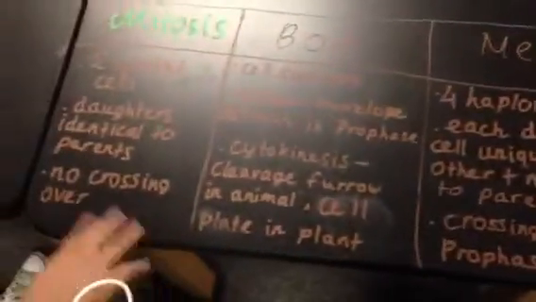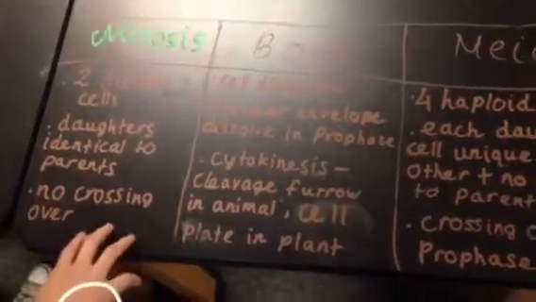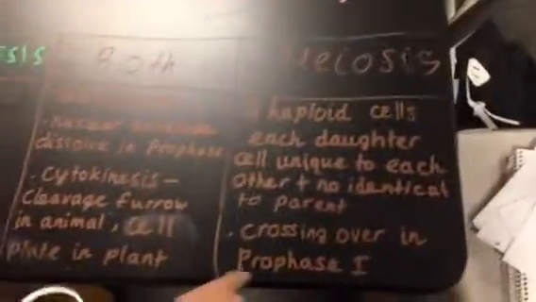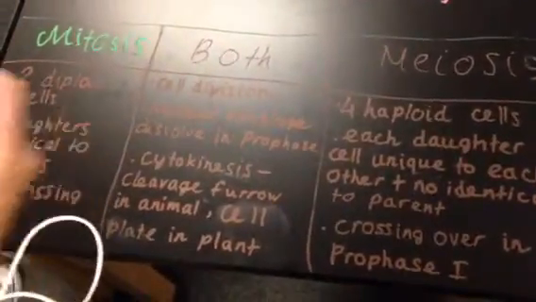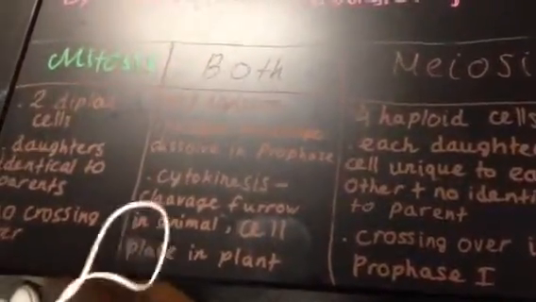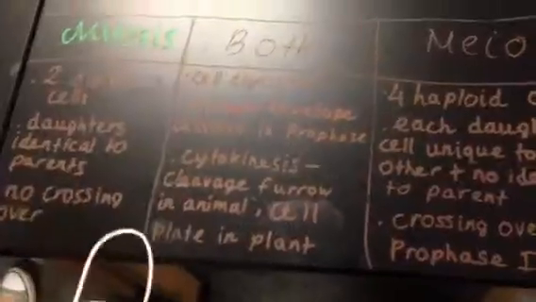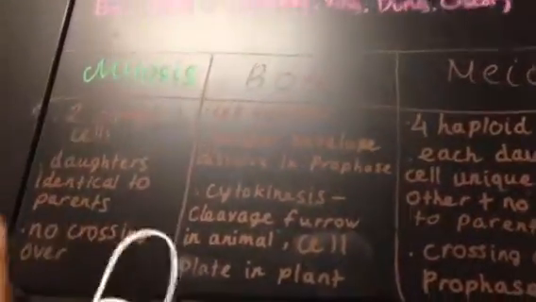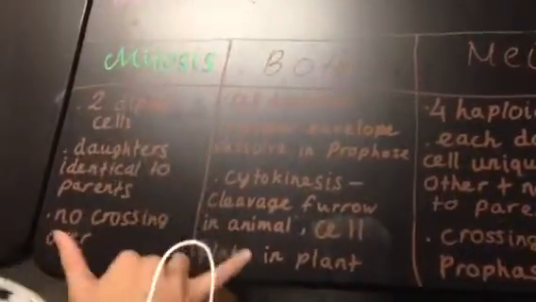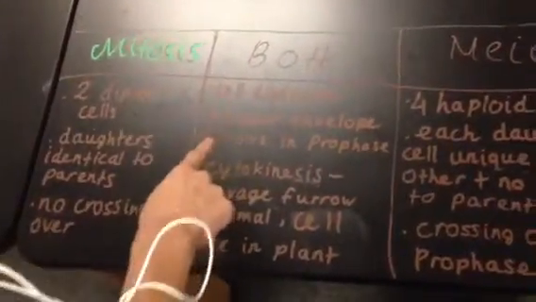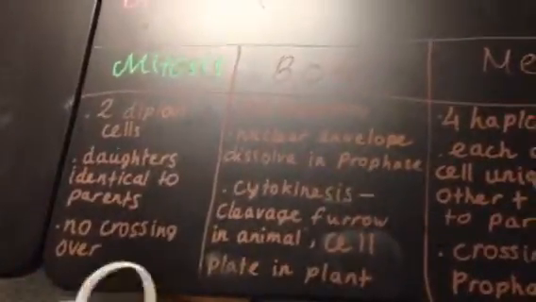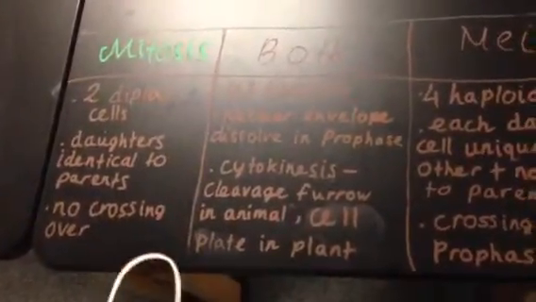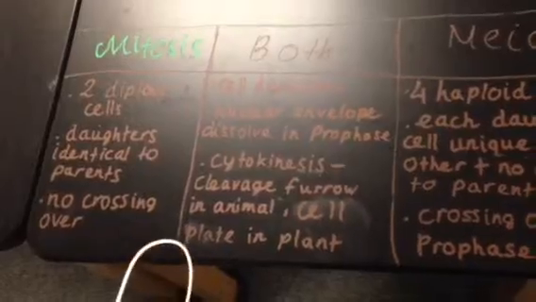In mitosis, there is no crossing over, while in meiosis it crosses over during prophase 1, which is the chromosomes sharing DNA with each other. A similarity they have is that they're both types of cell division. They both separate into 2 or 4 different cells. They both have a nuclear envelope that dissolves in prophase. And lastly, they both have cytokinesis, which is a cleavage furrow in the animal cell, while in plant cells they have a cell plate.